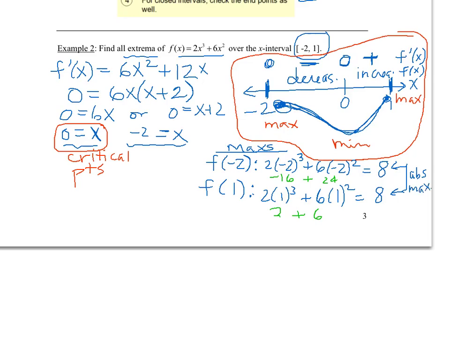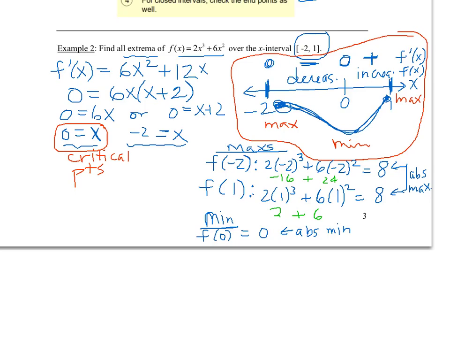Every absolute max is also a local max, and it is possible, as we've just shown, to have two of them. I do not have to work to find out what the absolute min is, just based off of the fact that I know that at x equals 0, the function is decreasing before it and increasing after it, which makes it the only minimum within the region. But we can go ahead and show that the minimum, f of 0, is going to equal 0, and that is our only minimum, which makes it the absolute minimum.